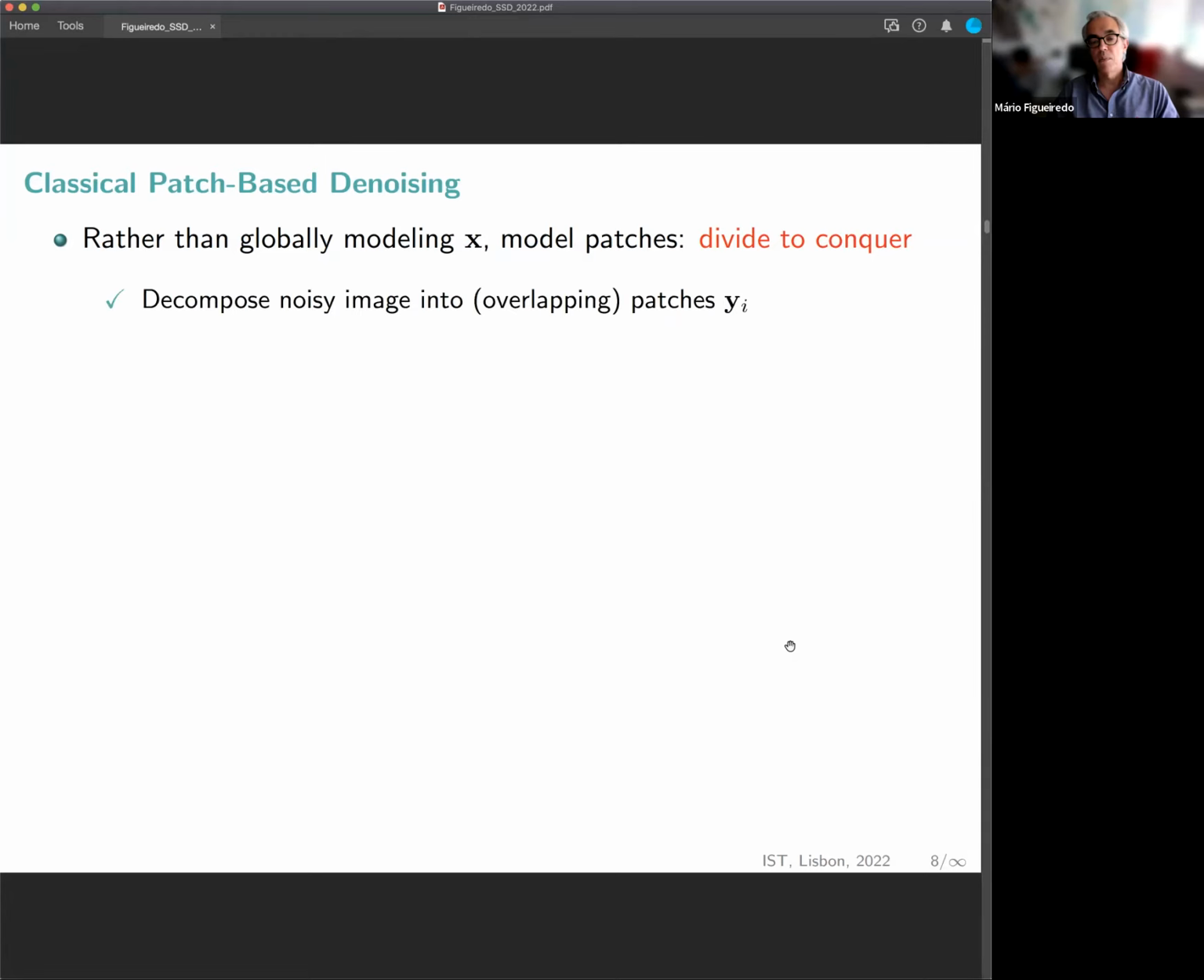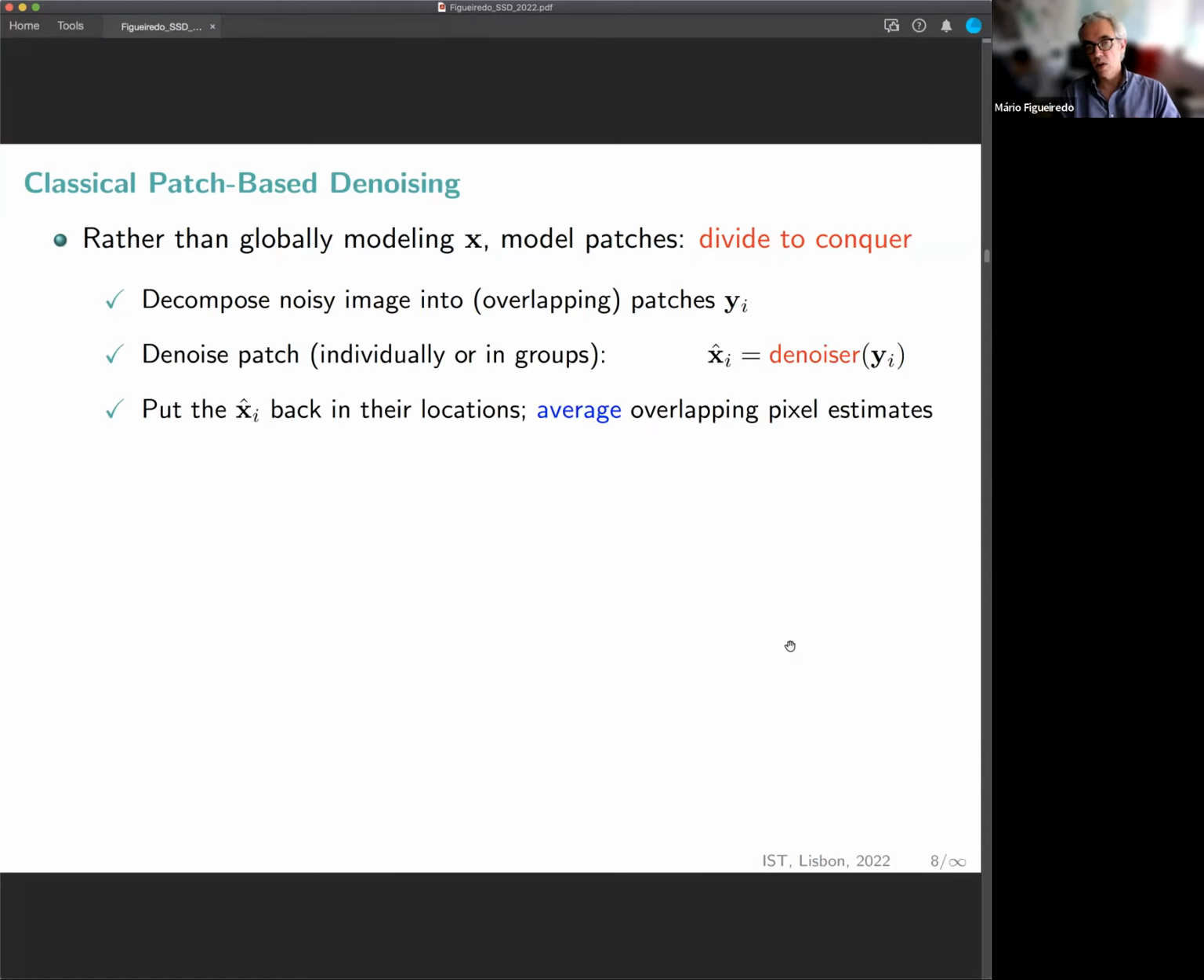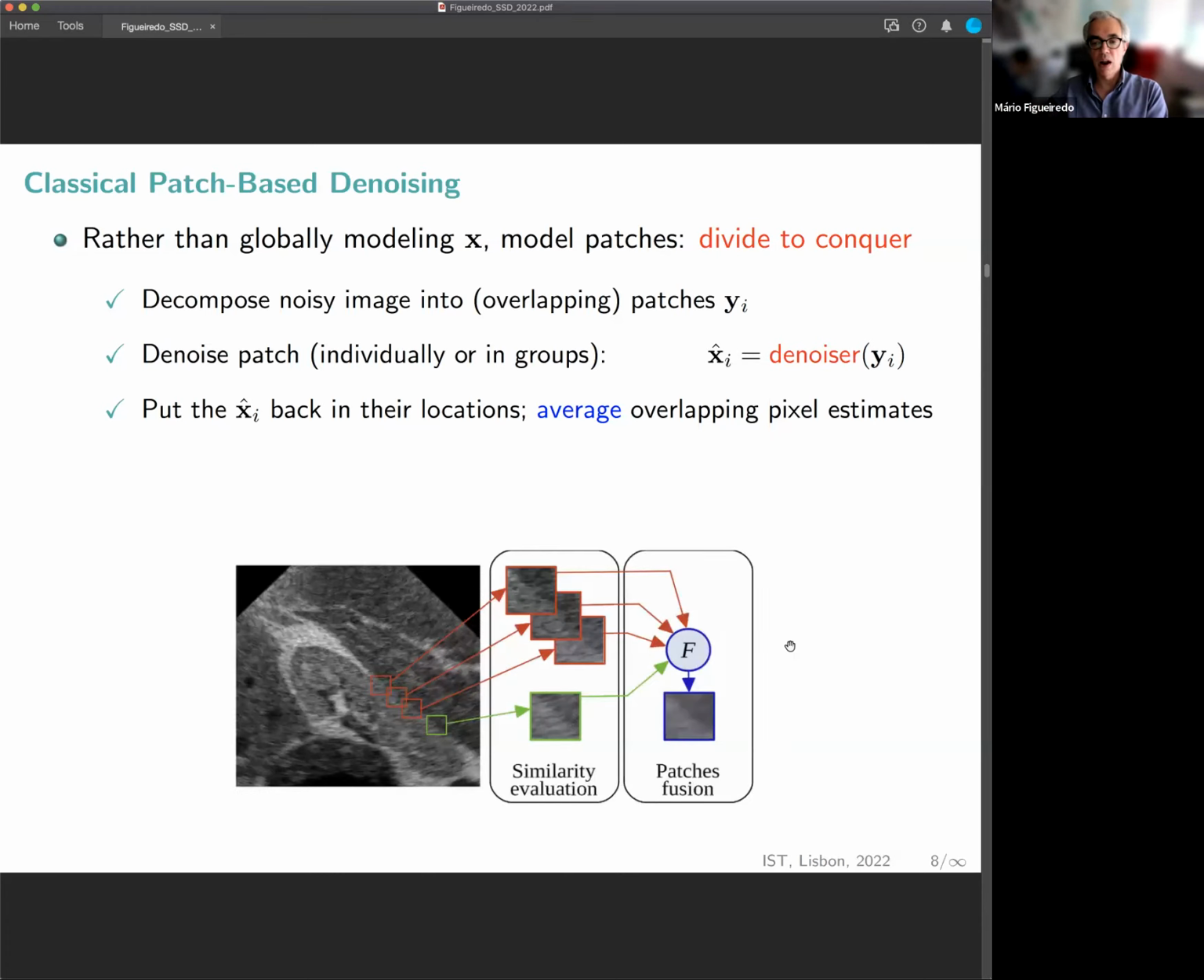So the idea is very simple. You have an image, you decompose it into patches, a little patch, say 8 by 8. You denoise that patch somehow. It doesn't really matter how for now. And then you put it back where it was, denoised, and you do it by considering all possible patches. And of course, you will consider overlapping patches. If you denoise two patches that overlap, when you put them back where they were, you average the pixel estimates that you obtain.